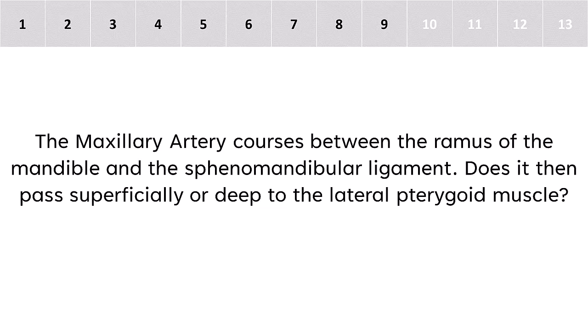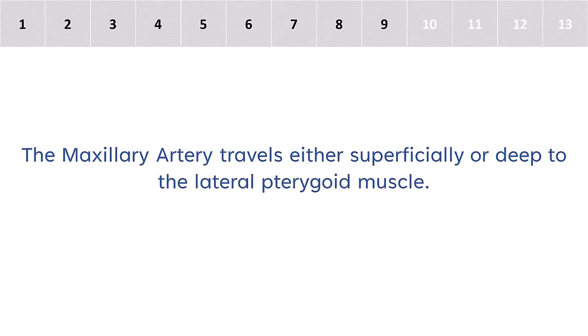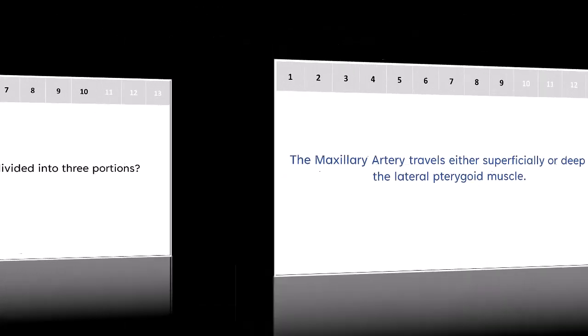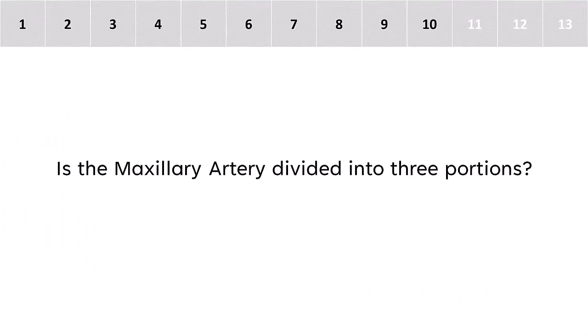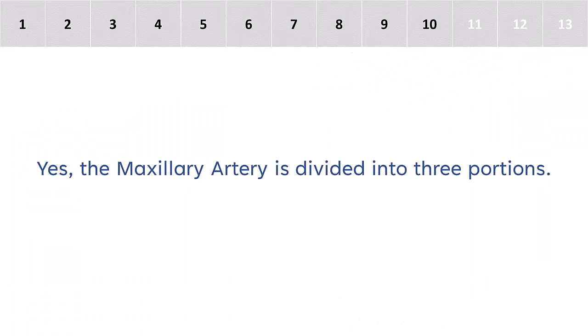Does it then pass superficially or deep to the lateral pterygoid muscle? The maxillary artery travels either superficially or deep to the lateral pterygoid muscle. Is the maxillary artery divided into three portions? Yes, the maxillary artery is divided into three portions.